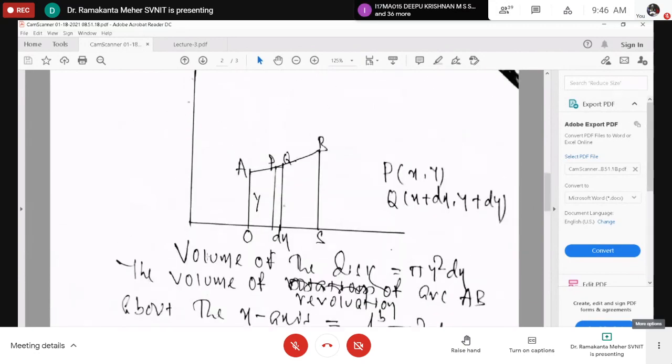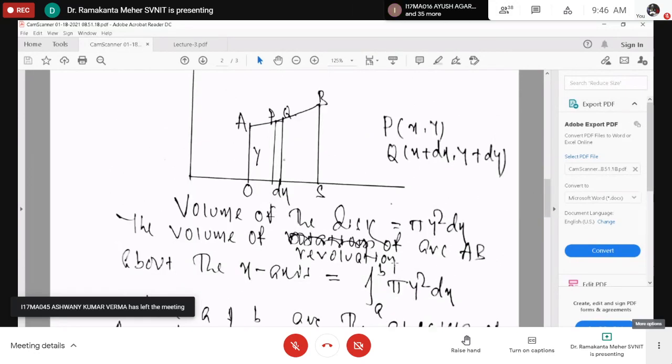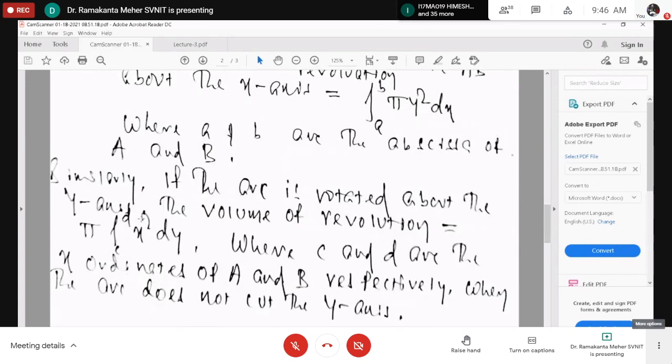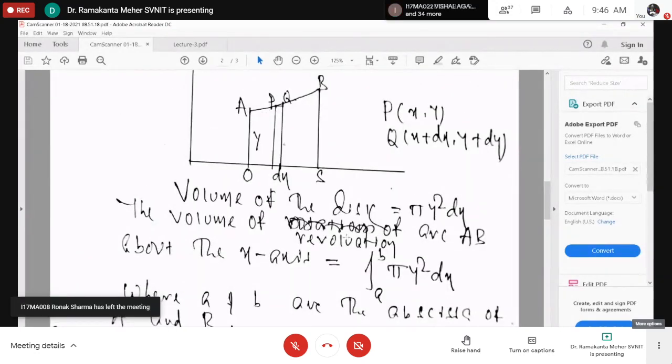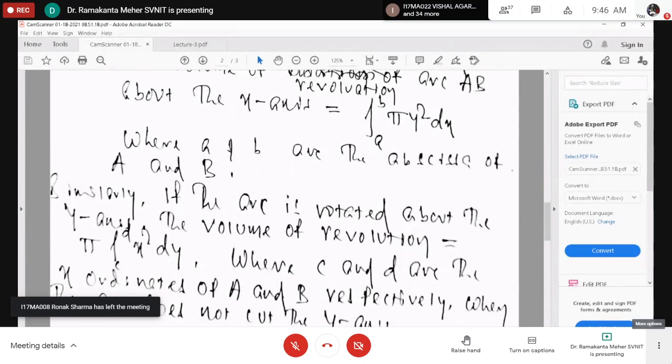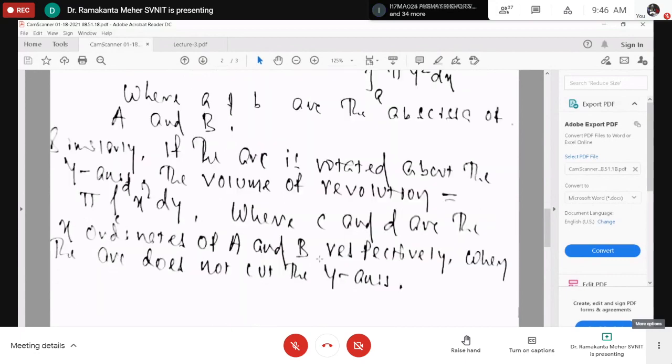Similarly, if someone considers what happens if we rotate this element PQ around the y-axis, in that case your volume of the disk is pi x square dy, because you are rotating about the y-axis, and the radial distance is parallel to the x-axis. So the volume of the disk is pi x square dy, and the volume of revolution of this arc AB around the y-axis gives you pi, let it be c to d, x square dy. Okay, so this is about the volume of revolution around an axis. Either it may be the x-axis or it may be the y-axis.